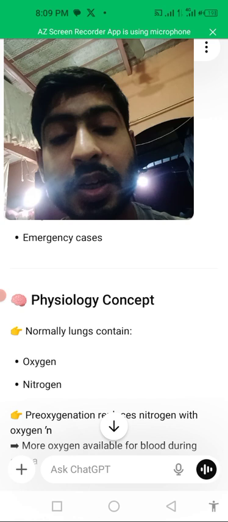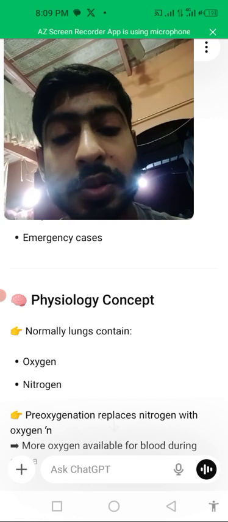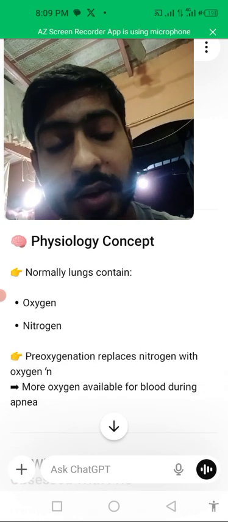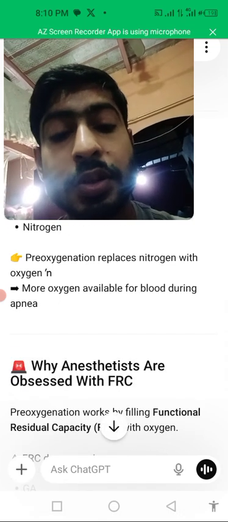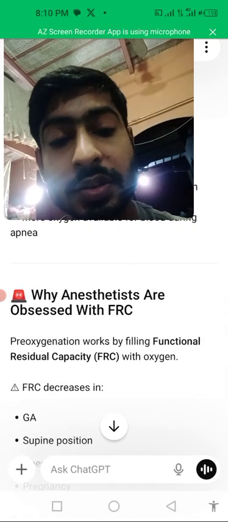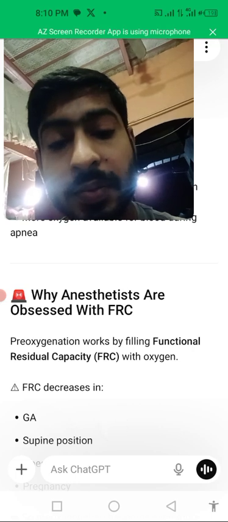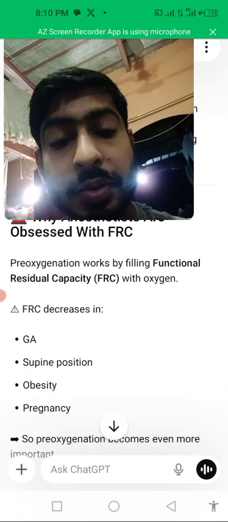Now what happens in the lungs? There is oxygen and nitrogen. Pre-oxygenation replaces nitrogen with oxygen, and denitrogenation takes place. Functional residual capacity is replaced with oxygen and filled with oxygen. So we have to do pre-oxygenation.